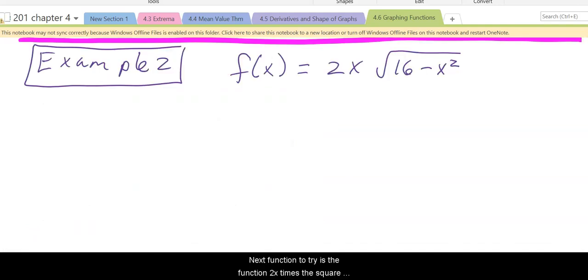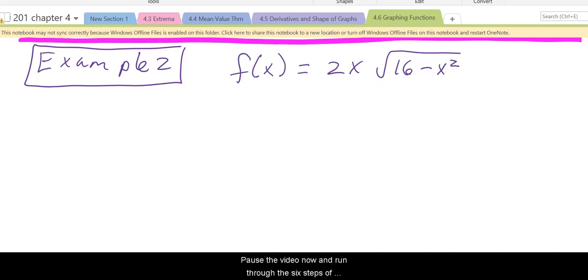The next function to try is the function 2x times the square root of 16 minus x squared. You'll need to be careful on this one because it definitely has a restricted domain. Notice that if x is any number whose magnitude is larger than 4, you'll get a negative underneath the square root, which is not allowed for real numbers. That means that your domain will need to be between -4 and 4.